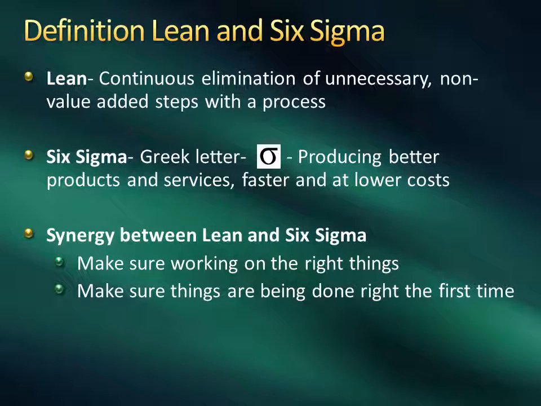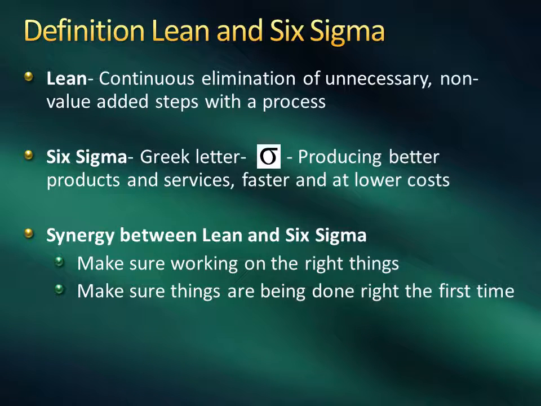So taking a look at the definition of Lean and Six Sigma, really what it is, is a problem-solving methodology that uses a combination of the two. So Lean means continuous elimination of unnecessary non-value added steps within a process. And then Six Sigma, it basically stands for the Greek letter sigma, and that is producing better products and services faster and at lower cost, right?